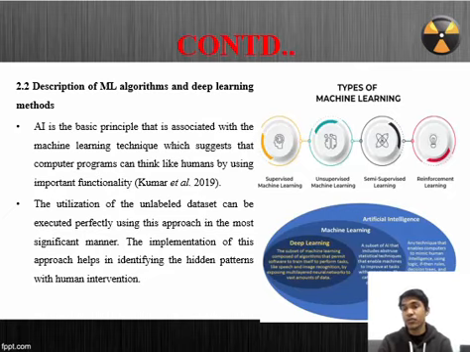The utilization of enabled databases can be executed perfectly using this approach in the most significant manner. The implementation of this approach helps in identifying the hidden patterns without human intervention. Unsupervised machine learning is useful for various clustering related problems. The unknown similarities present in the dataset can be found by implementing this approach. Therefore, it can be stated that executing this technique benefits data analysis and the data visualization process.